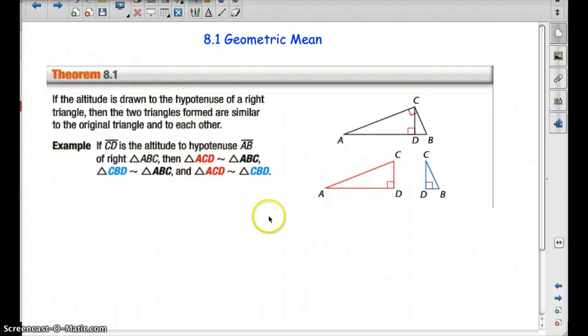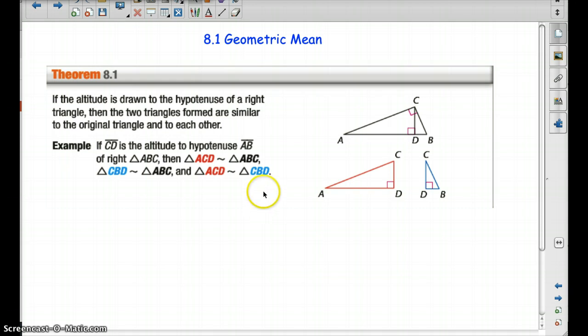Hello, geometry students. So we're going to go back to 8.1. We went to 8.2 and 8.3. We're going to backtrack to 8.1, geometric mean. And I kind of gave you an introduction to what geometric mean is in that last packet. So now we're going to relate it to right triangles. All right, using geometric mean to find missing sides.